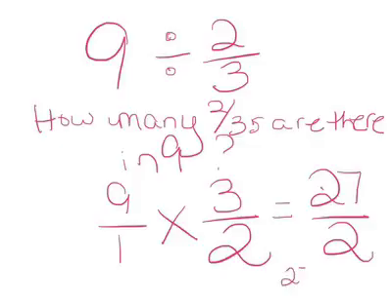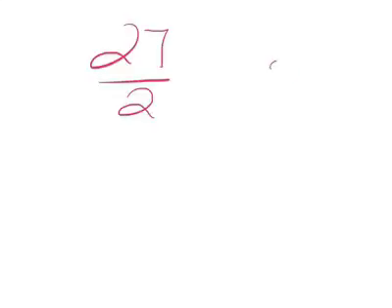27, let's see, I better erase that and make myself some more room. We'll go to another page. Let me add another page. 27 divided by 2. Let's make it into a mixed number.